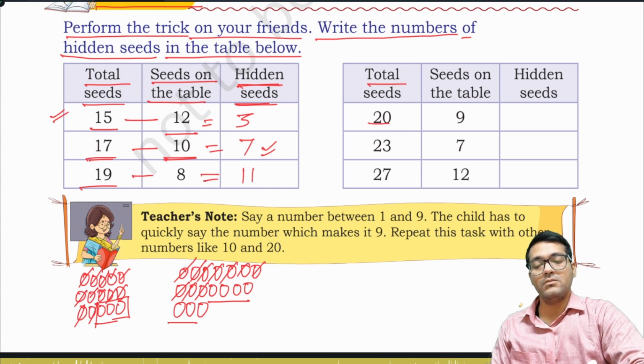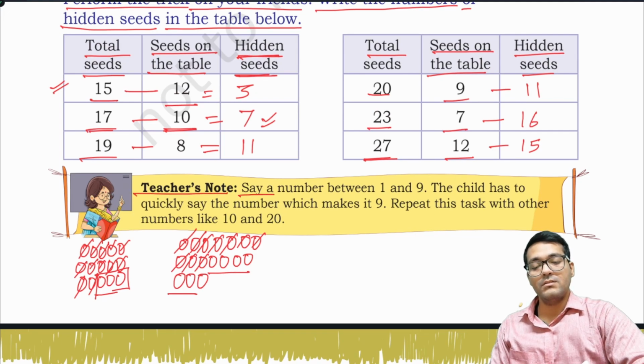Similarly, total seeds is equal to 20. Seeds on the table is equal to 9. Hidden seeds is equal to 11. Similarly, total seeds 23. Seeds on the table 7. That means 16 seeds are hidden. 27 seeds minus 12 seeds is equal to 15 seeds.